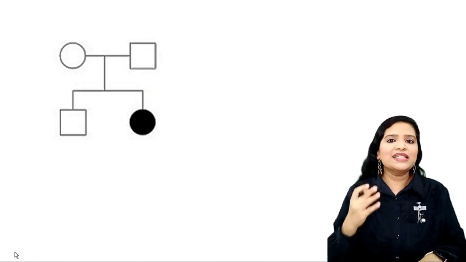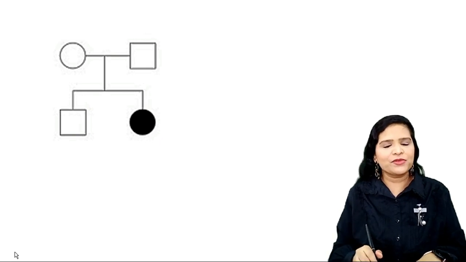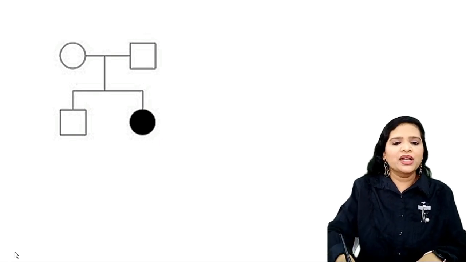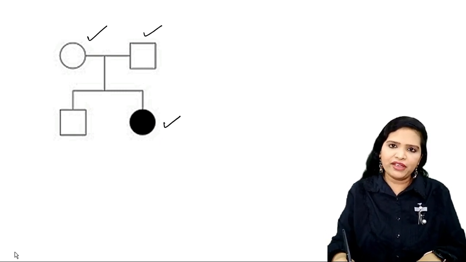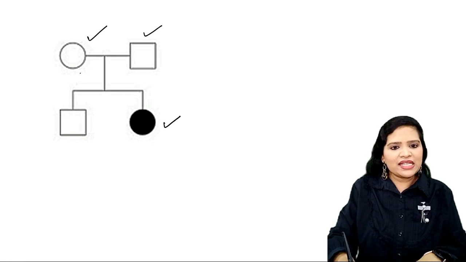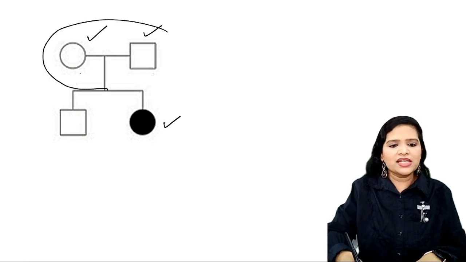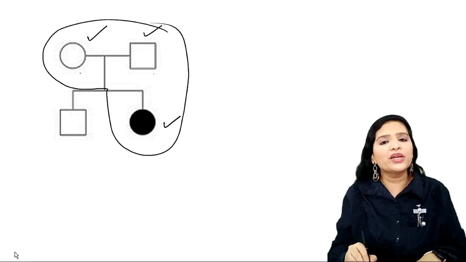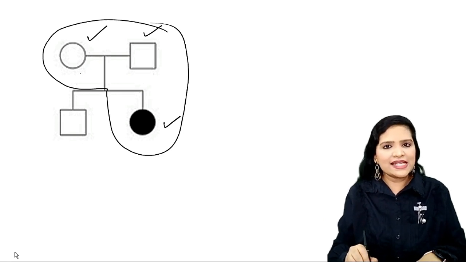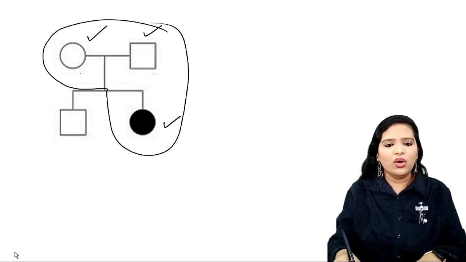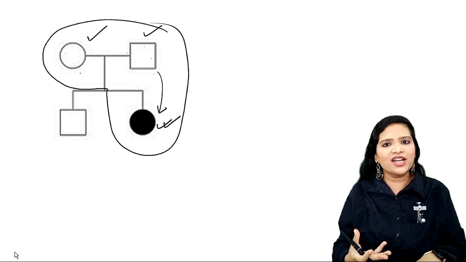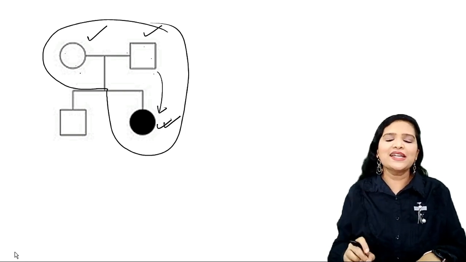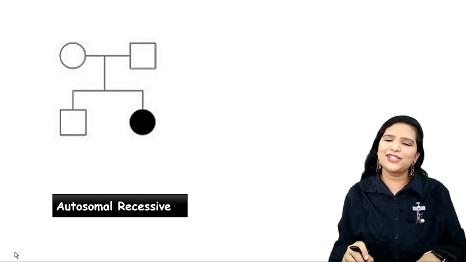Let us move on to the next example. Look at this. Here, both parents are unaffected, but the child is affected. So two unaffected parents can produce an affected child. Where do you see this rule? This is an example of a recessive disease. The parents are carriers, so from each carrier the defective gene came to the child. That's why the child is affected. So this is an autosomal recessive disorder.